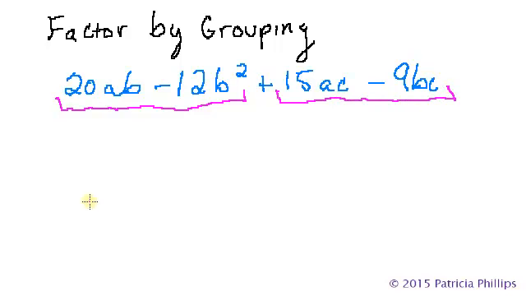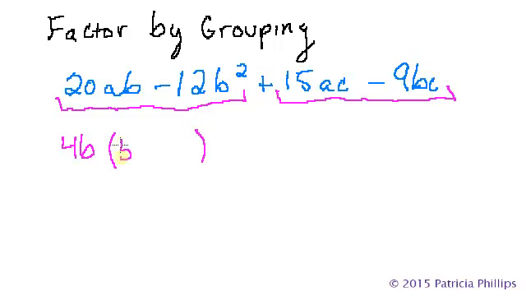Now that you've done that, I want you to think of what could possibly be the greatest common factor of the first two terms. Well, 4 times 5 is 20, and 4 times 3 is 12, and they both have at least one b, so the greatest common factor here is going to be 4b. So you simply take that 4b and distribute it into the remaining terms.